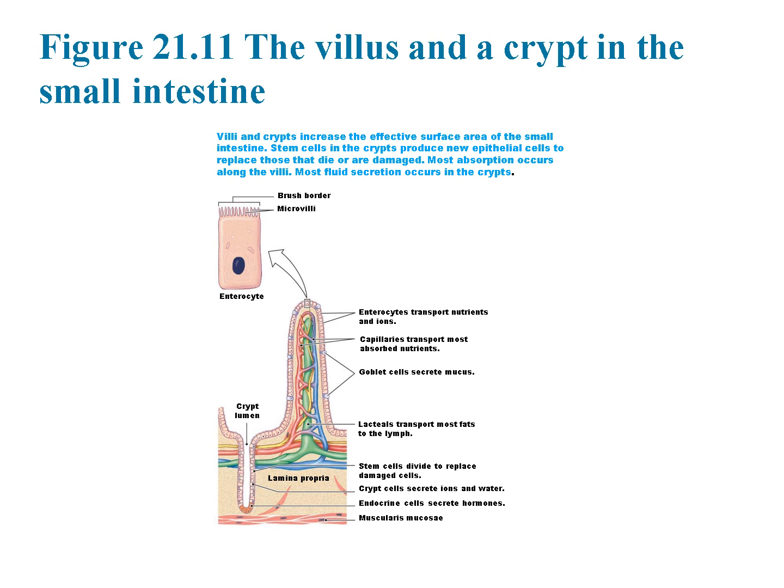Additionally, crypt cells release ions and water, contributing to fluid balance in the intestine. Endocrine cells found in the crypts secrete hormones that regulate digestion and absorption, while the muscularis mucosae, a thin layer of smooth muscle, helps move nutrients from the villi into the circulation. Through the combined action of villi, enterocytes, capillaries, lacteals, and crypts, the small intestine ensures that the body efficiently absorbs and distributes essential nutrients while maintaining intestinal health.